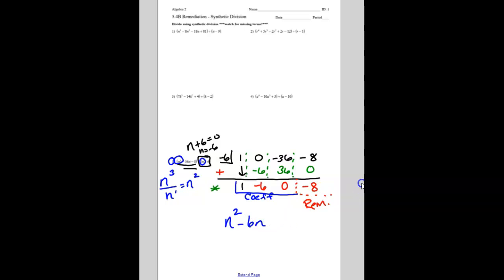And then your remainder is still stuck in the division question of being divided by n plus 6. So instead of saying plus negative 8, I'm just going to write down a subtraction sign with an 8 who's still stuck in the n plus 6 division problem. And that is your quotient with remainder.